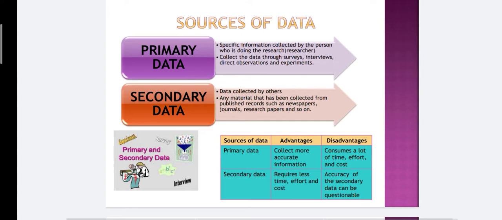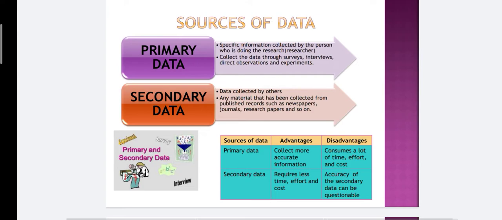So, dia punya advantage adalah cepat kan? Require less time, effort and cost. Senang nak dapat. Boleh klik-klik dekat Google saja, you boleh dapatkan data. Kan? Maksudnya data tu yang dah ada, dah tersedia, then you just copy saja with permission lah. Kalau nak ambil data daripada journal, so you kena mention dia punya nama penulis.